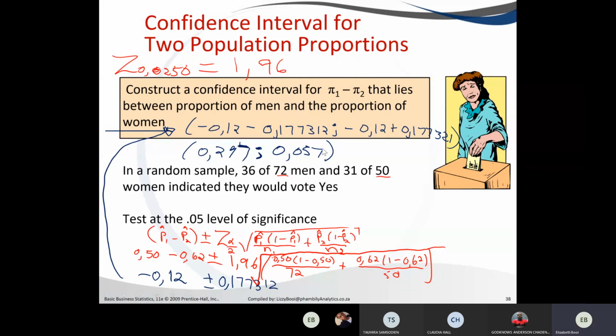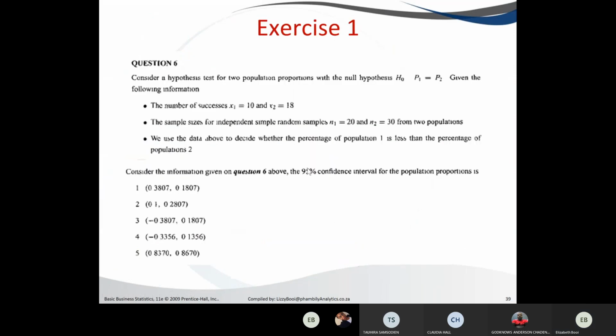And since this does not require you to do a whole lot of other things, I'm going to ask you to do the exercise. And there is your exercise. To make things easier for you, Z alpha over 2, because this is the confidence interval, we're always going to find Z alpha divided by 2. Because it's at 95%, it's 1.96. And then the rest, you just need to do it yourself.